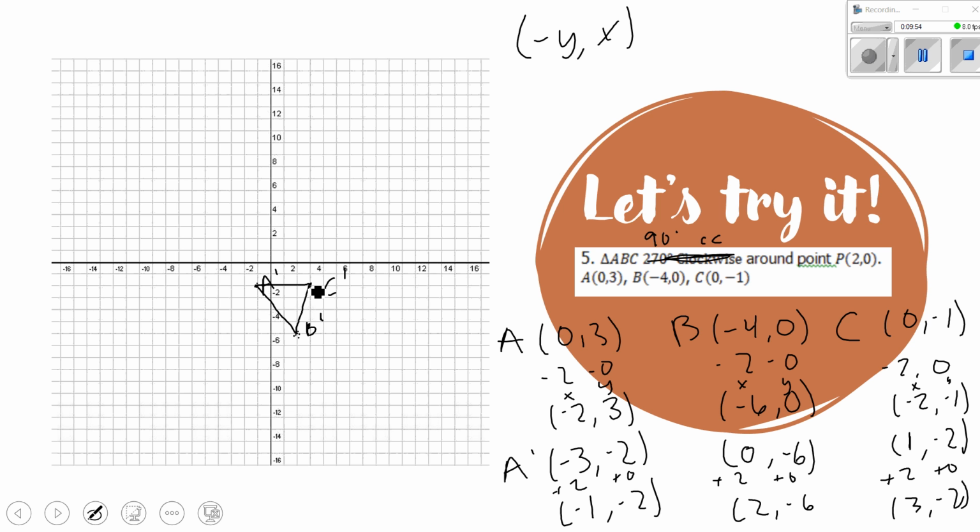Now let's graph our original triangle and see if this looks similar. We were at 0, 3 originally for A. We're at negative 4, 0 for B. And we're at 0, negative 1 for C. I was very bad at drawing that, my bad. There we go. All right, cool. And it rotated about the point 2, 0. So if you see, it does kind of look like we took this and rotated it that way. Pretty neat. All right, let me know if you guys have any questions.